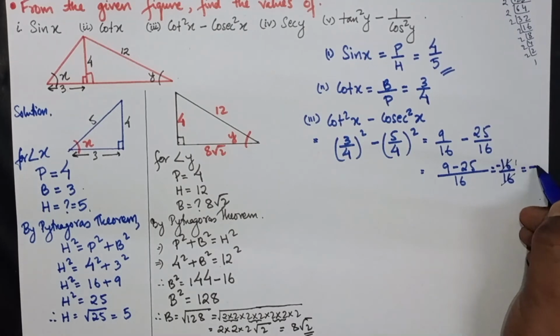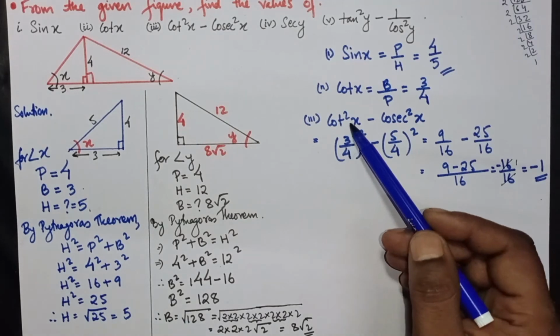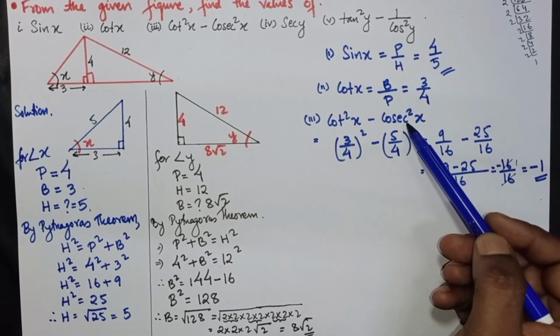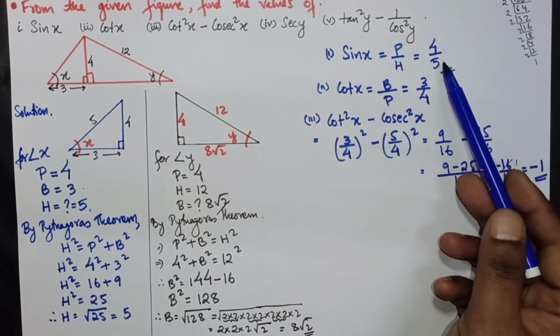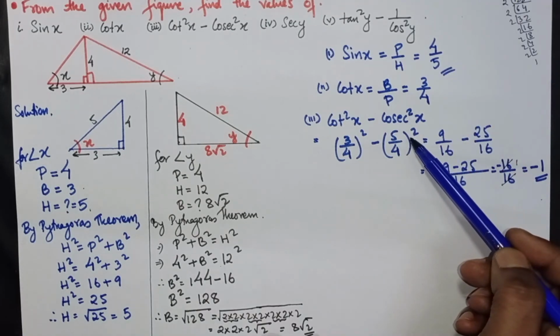So this will be your minus 1. This is my answer. Hope you are clear with this. Okay, so cot X, so directly 3 by 4 I put it here. Sec X. Okay, sec X, what is sec X? Sec X is the reciprocal of cos. Reciprocal means just opposite, so it will be 5 by 4. And since it's square, it's square. Okay, hope you are clear with this.